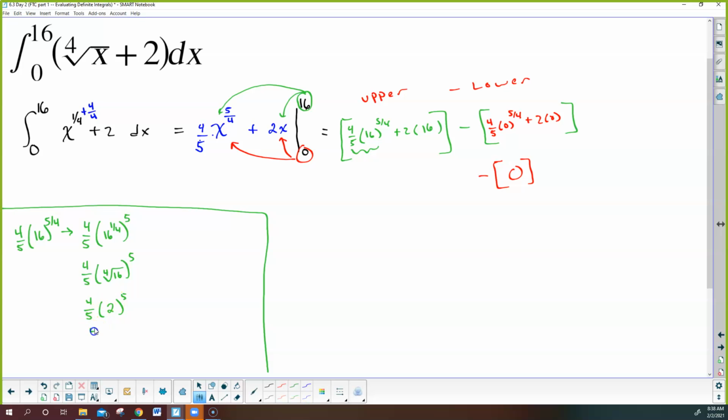And then 2 to the 5th power is 32. And then I would put that over 1. And unfortunately, nothing reduces out, so then we just got to multiply straight across. And I'm thinking 4 times 32 is 128 up top, and 5 on the bottom.